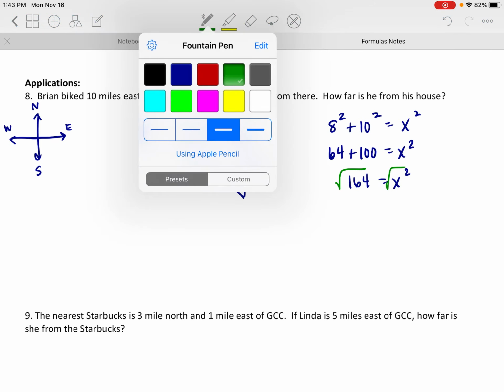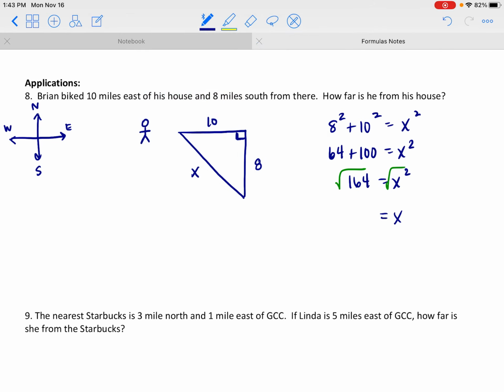Now, if we had no context, I would definitely prefer the exact answer. I would say break this radical down, but it's not going to make sense to break this down, right? If we did, let's see, 2 goes into 82 times, then 2 goes into that 41 times, so it becomes 2 radical 41. If I said how far is Brian from his house after biking 10 miles east and 8 miles south, are you going to say, oh, he's 2 radical 41 miles from his house? Probably not, because we don't really speak in radicals. So even though the exact answer is preferred out of context, when there is context, the approximate answer is preferred because it makes a little more sense to speak in decimal.